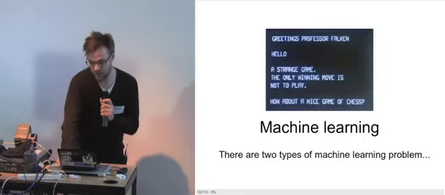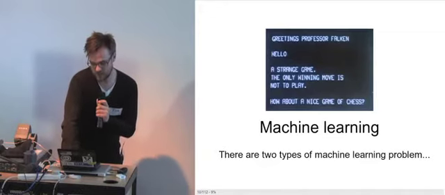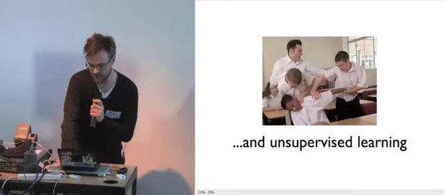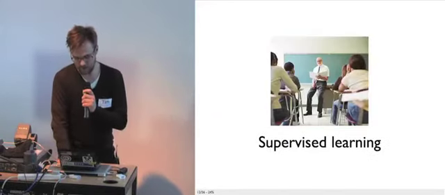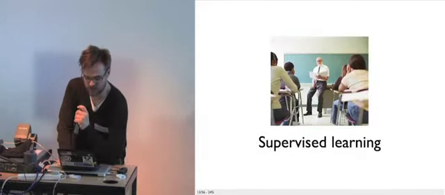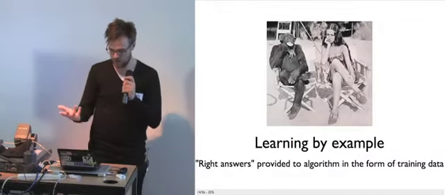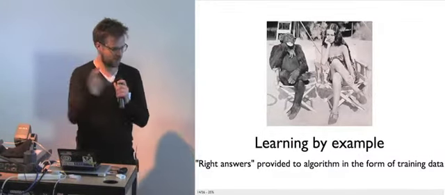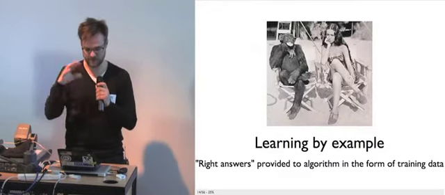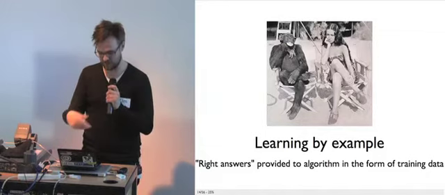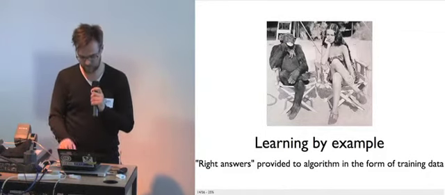So to start with, machine learning. There are two types of machine learning problem, broadly speaking. You have supervised learning and unsupervised learning. Now, supervised learning is a bunch of techniques that broadly involve learning by example. You have an algorithm and you show it a few examples of the right answer to a question, and then once it's learnt from them, it can start to infer patterns in other new stuff.